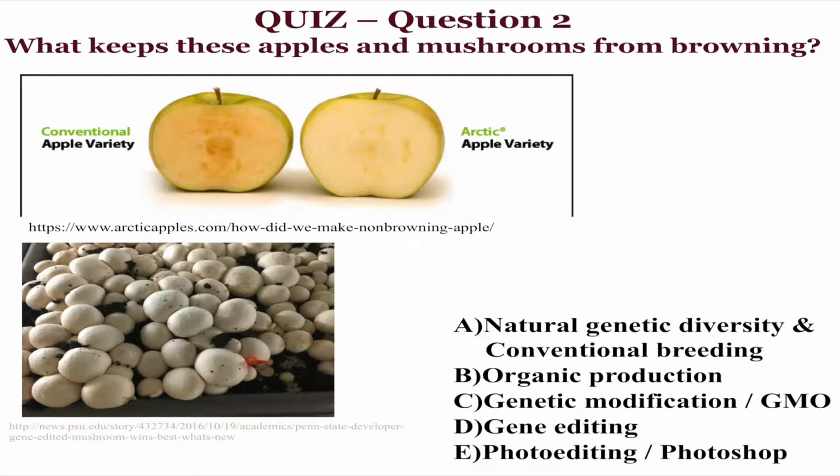So what keeps these apples and mushrooms from browning? Same answers. We can see a conventional apple on the left, the Arctic apple on the right that doesn't brown, and then these button mushrooms, you cut them and same thing, they don't brown. So is that going to be natural genetic diversity? Is it organic production? Is it GM? Is it gene editing, or is it just Photoshop?